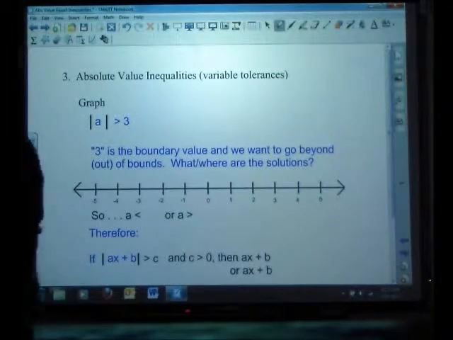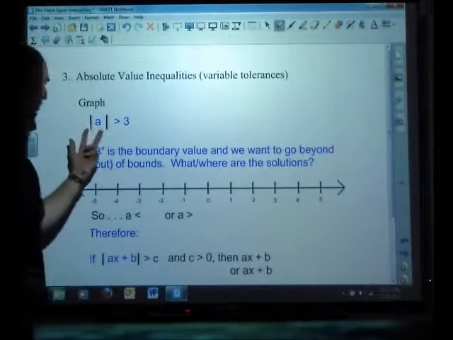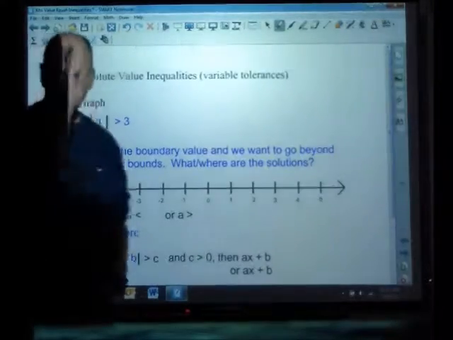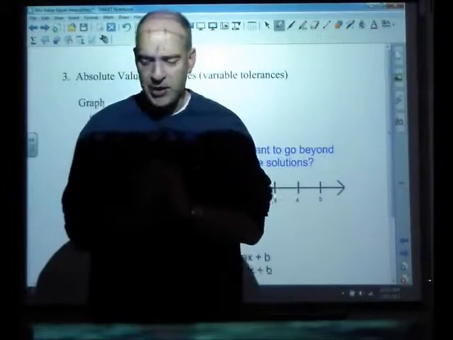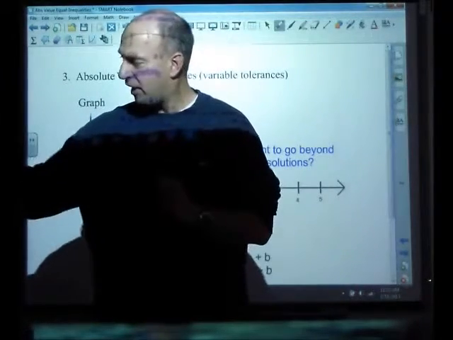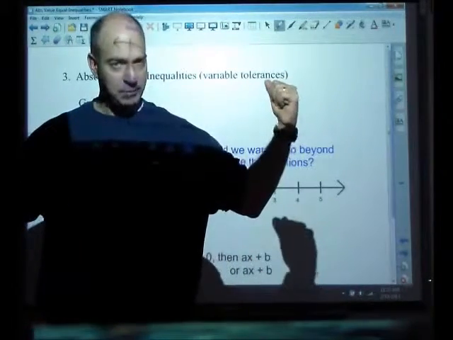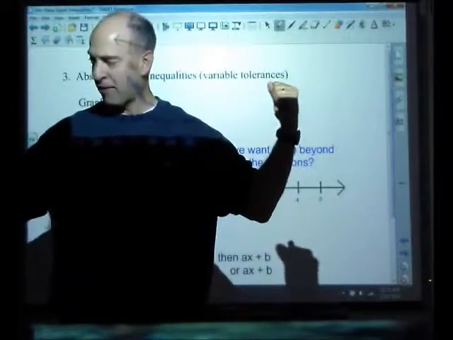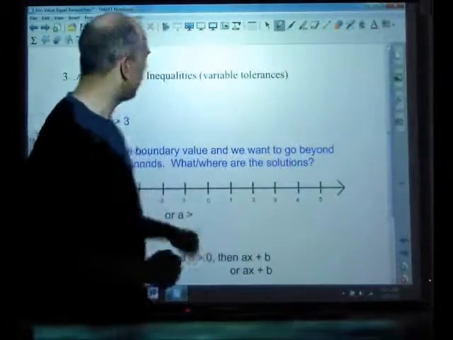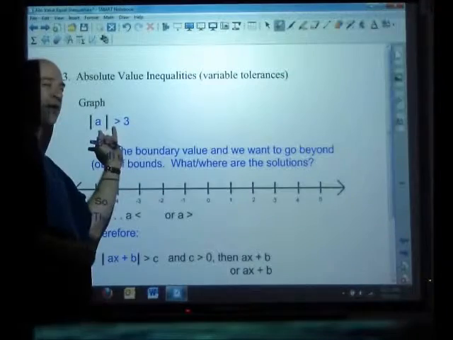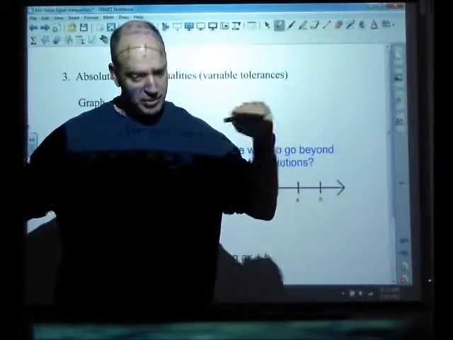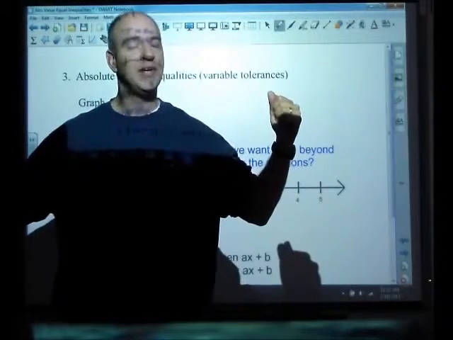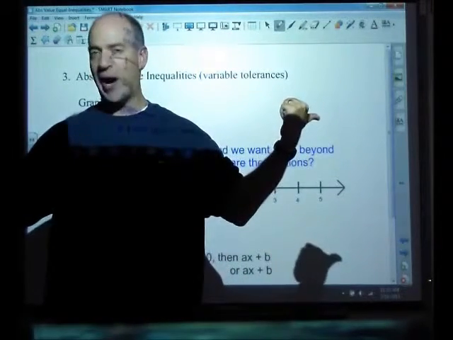Now this particular problem says I want the distance from 0 to be greater than 3. Right away you have to think of the boundaries. What spots on the number line are 3 away from 0? I'd hope you'd say, I've got one at -3, and I've got one at +3. Those would be where my fifths are. And now I'm saying I want the distance to be greater than that from 0. So am I going to be within 3 from 0 or beyond 3 from 0? It's beyond. I'm going to take my thumbs and go out.